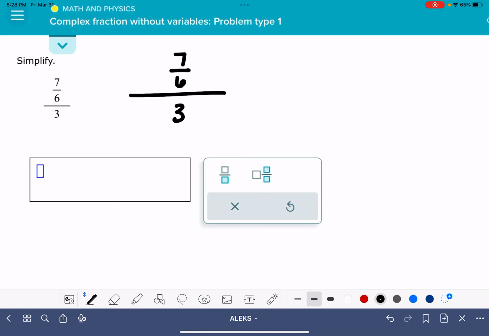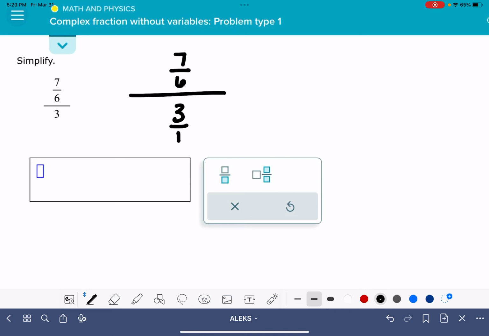Now to solve this type of problem, I like to rewrite so that I have a full fraction on both the top and the bottom. Sometimes the problem comes to us like that, a fraction over a fraction. But in this case, because my denominator is not a fraction, I'm going to start by rewriting my denominator so that it is a fraction. The way that I'm going to do that is just write it over 1.